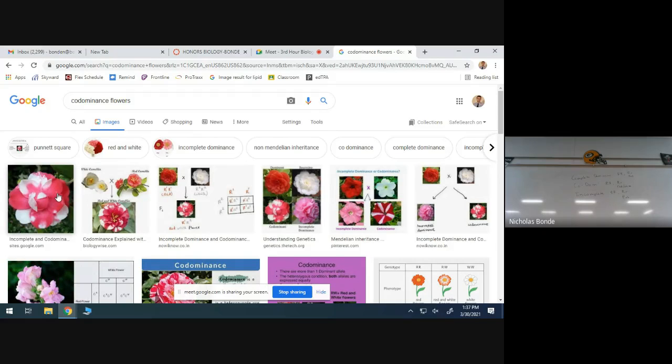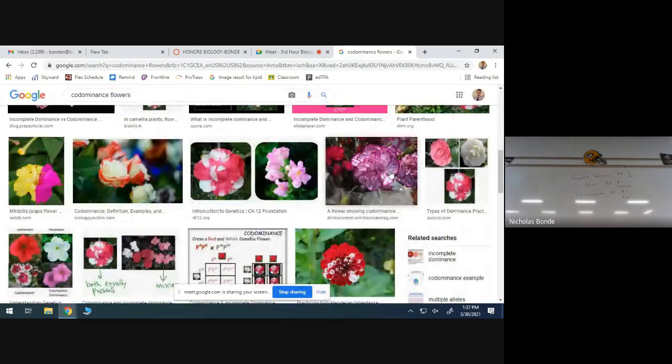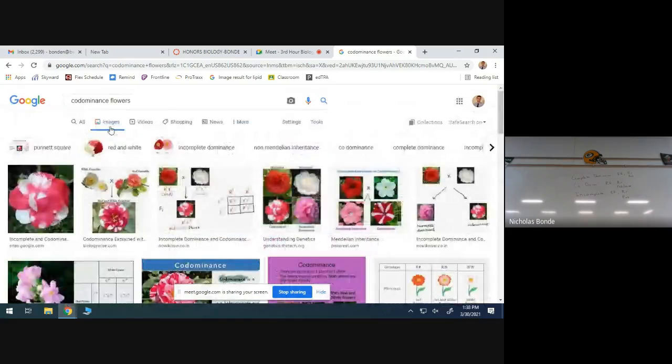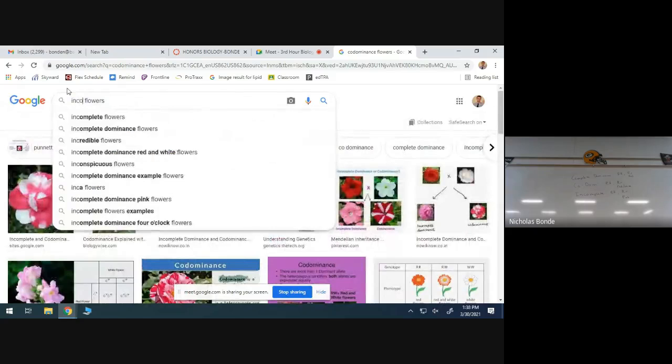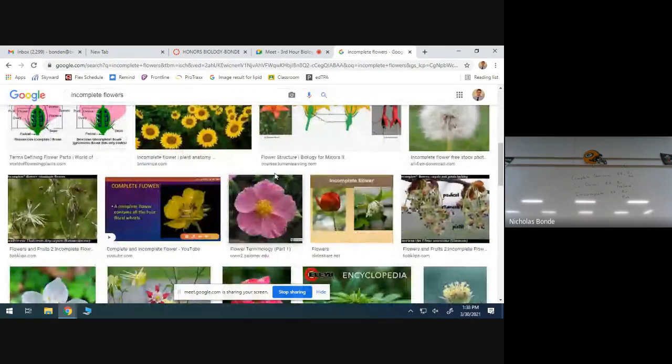Okay, see how we've got white and red. This would be an example of incomplete dominance. That's an example of the striped pattern I was talking about. Let's see if we can find one of the gradient ones that Claire was talking about. Oh, this is a good example. These are really cool. Okay, again, codominance, both equally represented. Incomplete, that's a good example, just the pink flower.